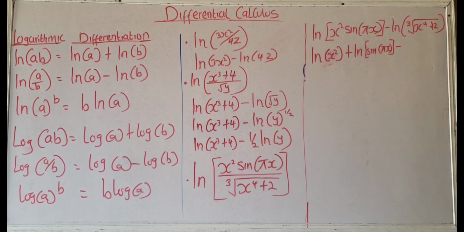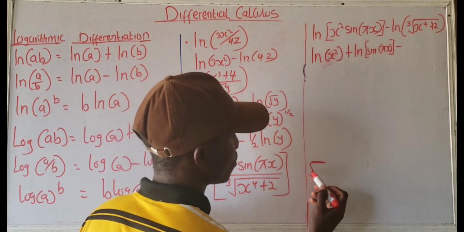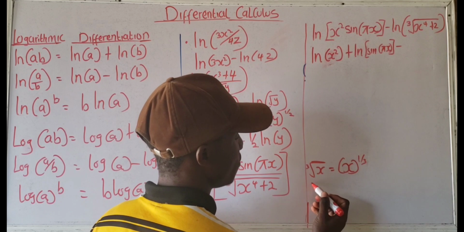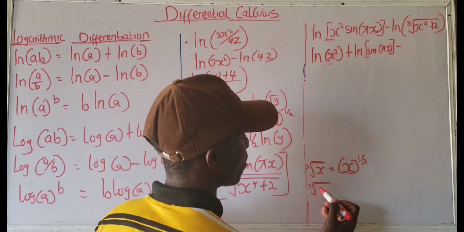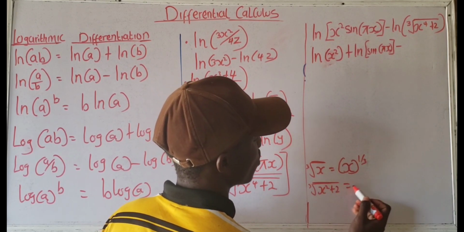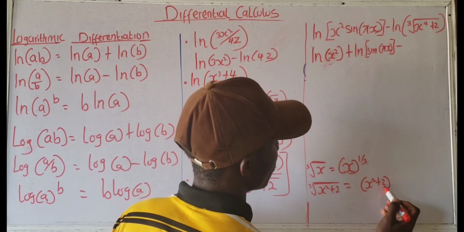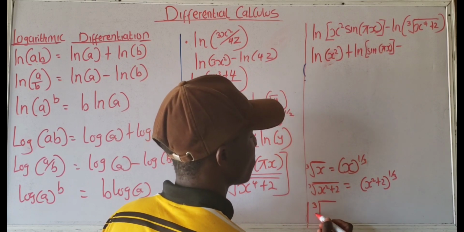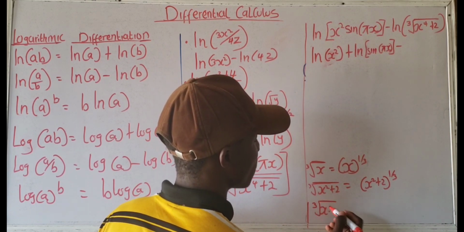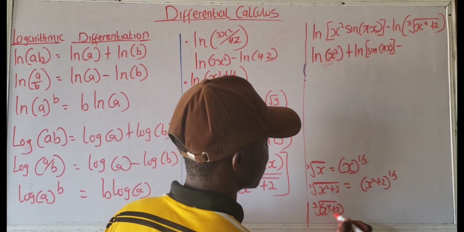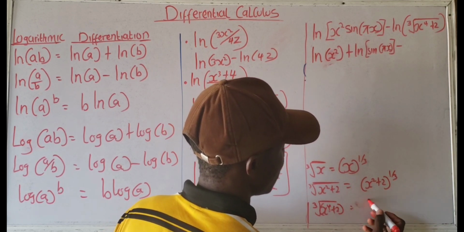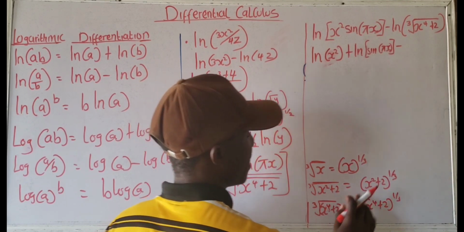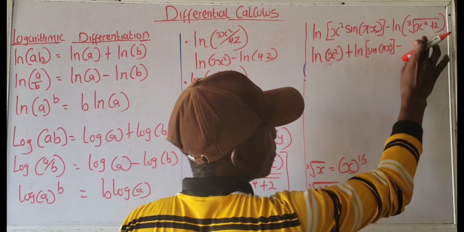If you have the cube root of x, that is equal to x raised to the power of what? 1 over 3. Now if you have the cube root of x squared plus 2, that is equal to x squared plus 2 raised to the power of 1 over 3. You understand? So if I have the cube root of x raised to the power of 4 plus 2, it can be written as x raised to the power of 4 plus 2, raised to the power of 1 over 3. The reason why I delve into this is because I want to use it here.